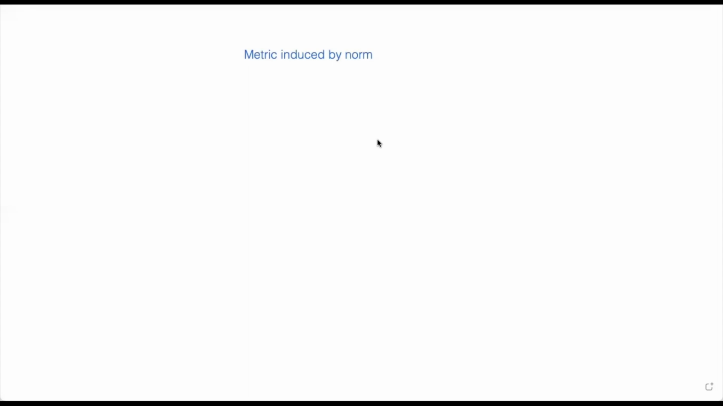In this lecture, we study metric induced by norm. So basically here we generate more examples of metric spaces. So goal of this lecture is following.